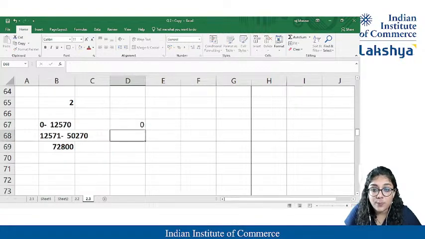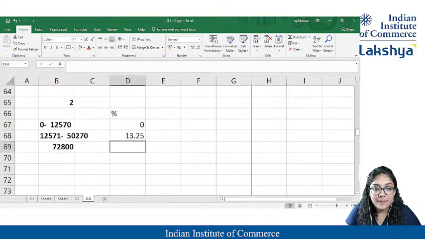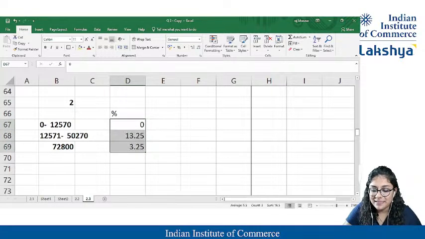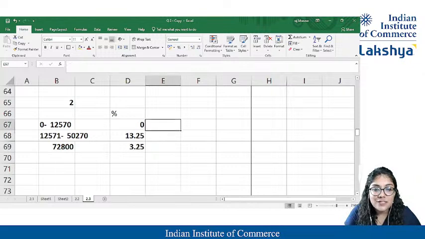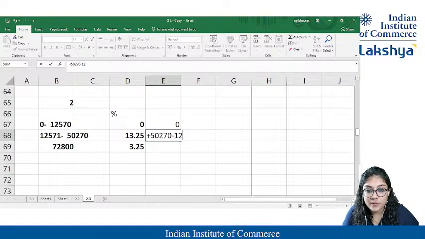Taxes are 0% over here, then it's going to be 13.25%, and at the end it is going to be 3.25%. So students, what will I be taxed at? Initially, if it is 0, it will be 0 only. What's the difference between that? 50,270 minus 12,570 will be this amount.